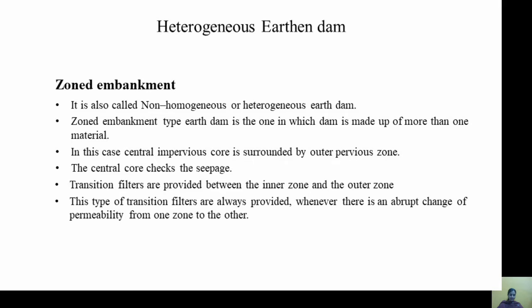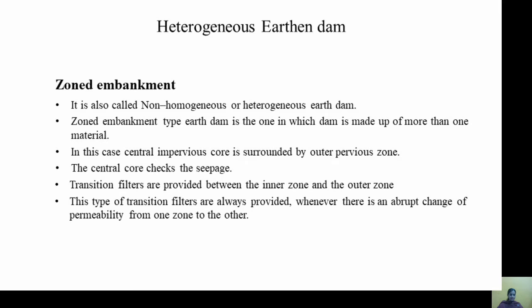Heterogeneous earth dam is also known as zoned embankment. Heterogeneous is a non-homogeneous type of earth dam. Here the material used will not be of the same kind. A zoned embankment type earth dam is one in which the dam is made up of more than one material.